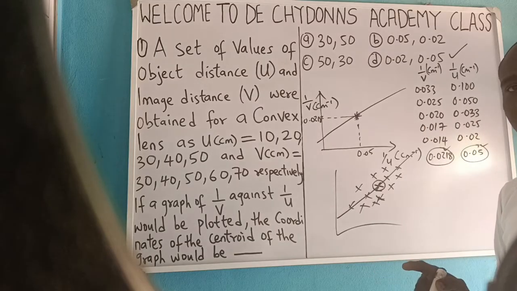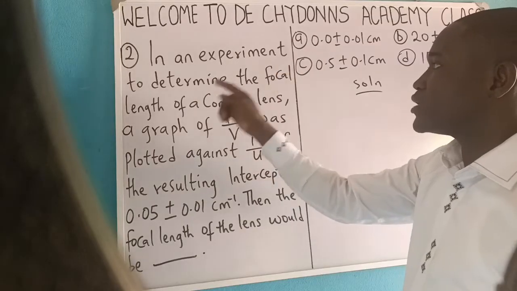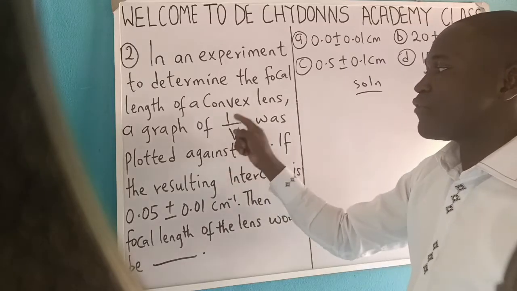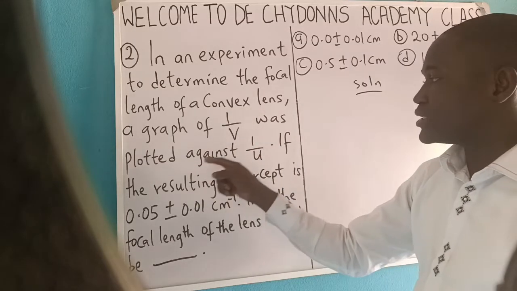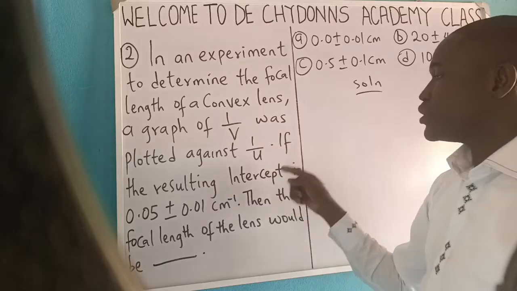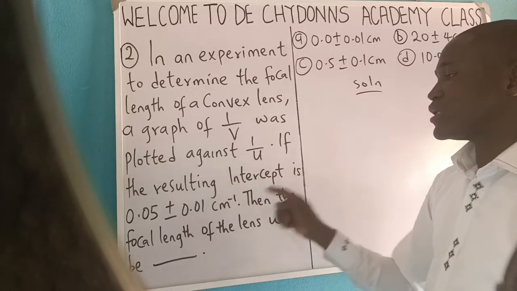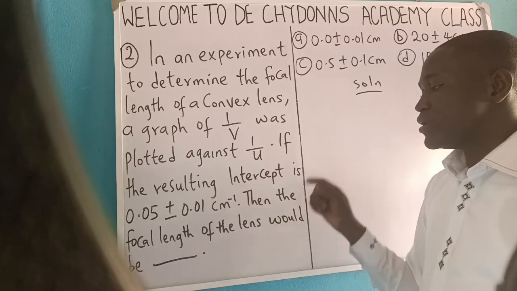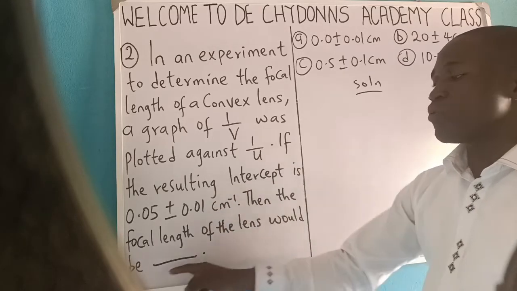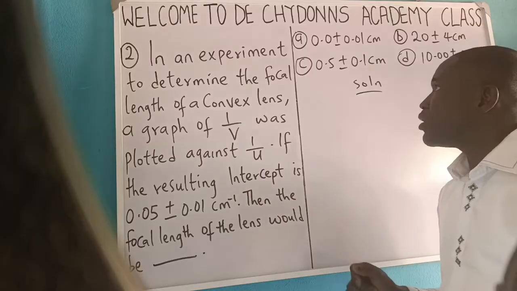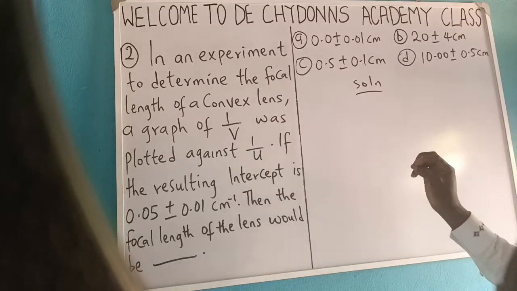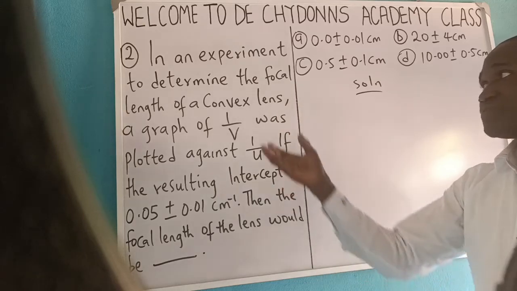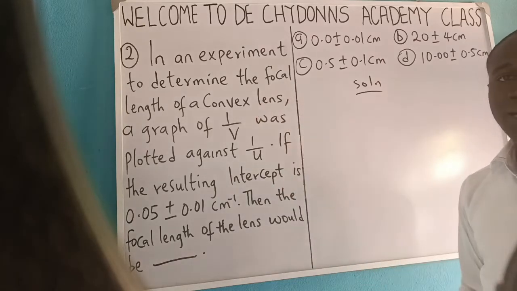Let's go to question number 2. In an experiment to determine the focal length of a convex lens, a graph of 1 over v was plotted against 1 over u. If the resulting intercept is 0.05 plus or minus 0.01 per centimeter, then the focal length of the lens will be what? Now, this is another important question they can ask us on the convex lens experiment.